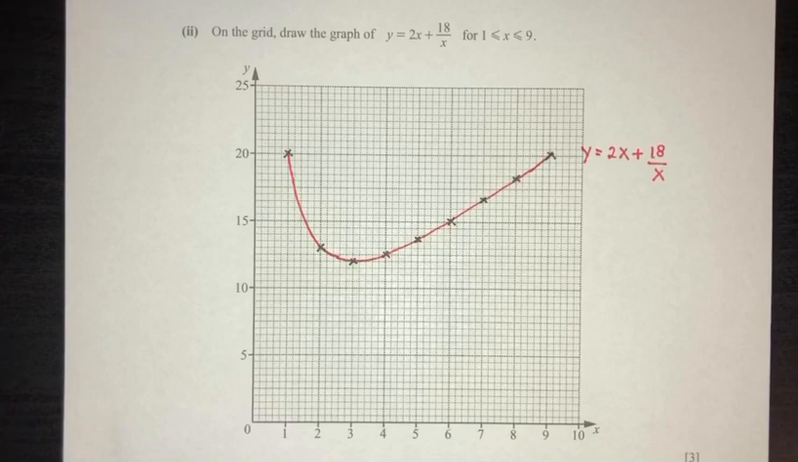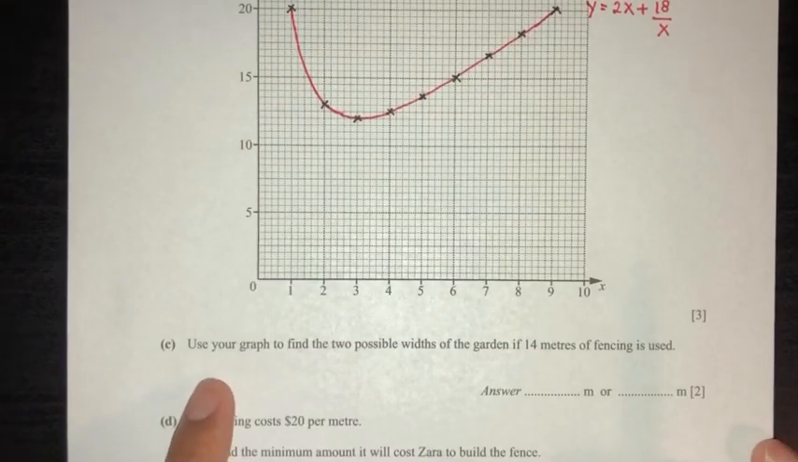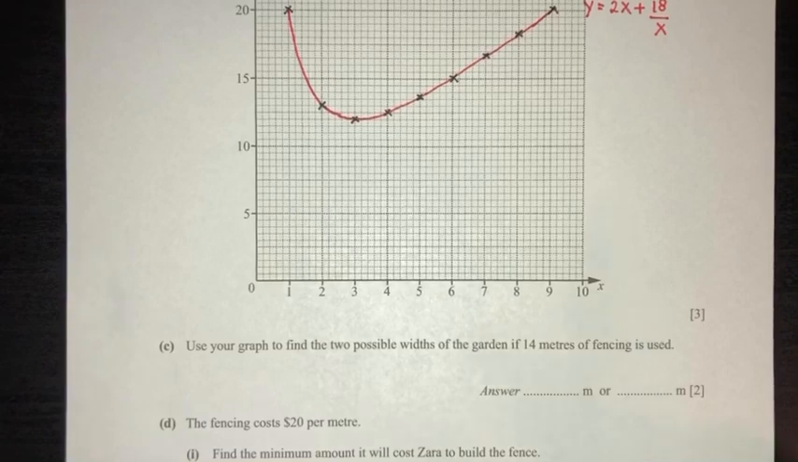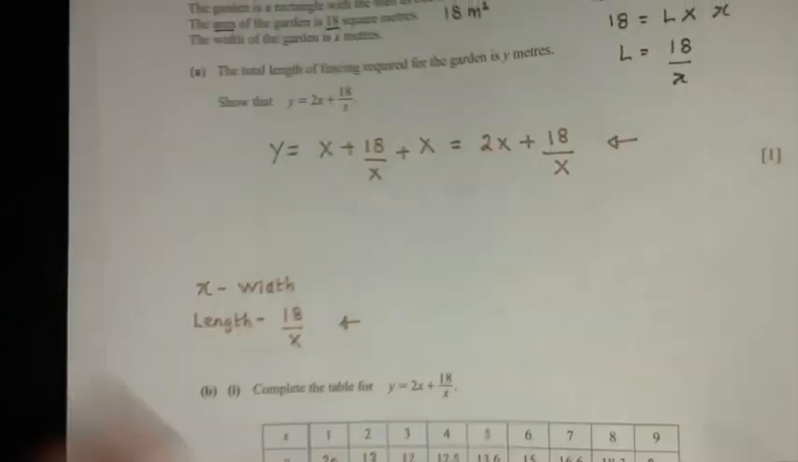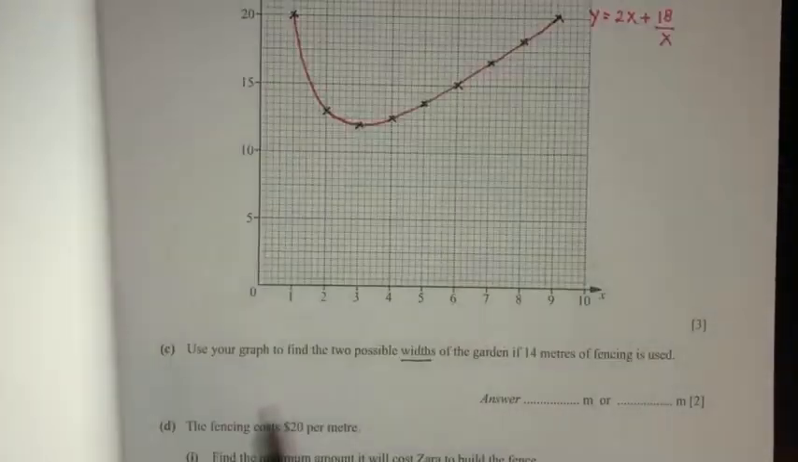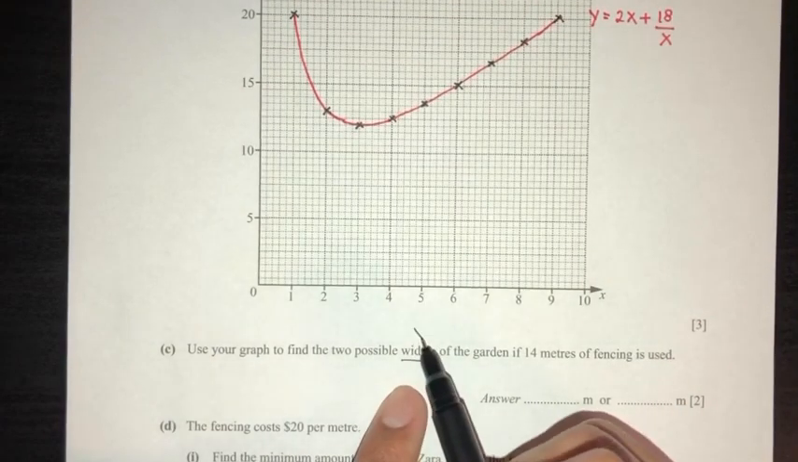This one is pretty easy till now. It is only graph, so this one is still pretty easy. Now let's move on to the questions part to see what we'll be looking for. Okay, so part C, we have to use your graph to find the two possible widths. So width, go back to your question. As you can see, width is x. So find the two possible values of x.